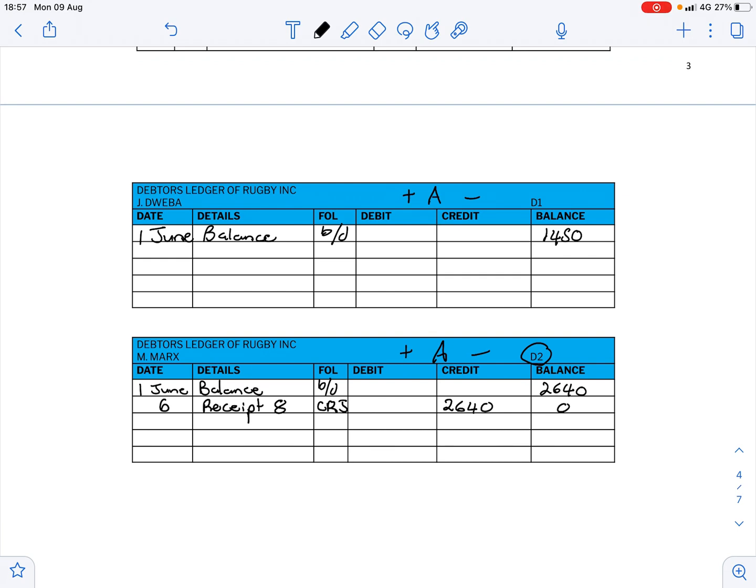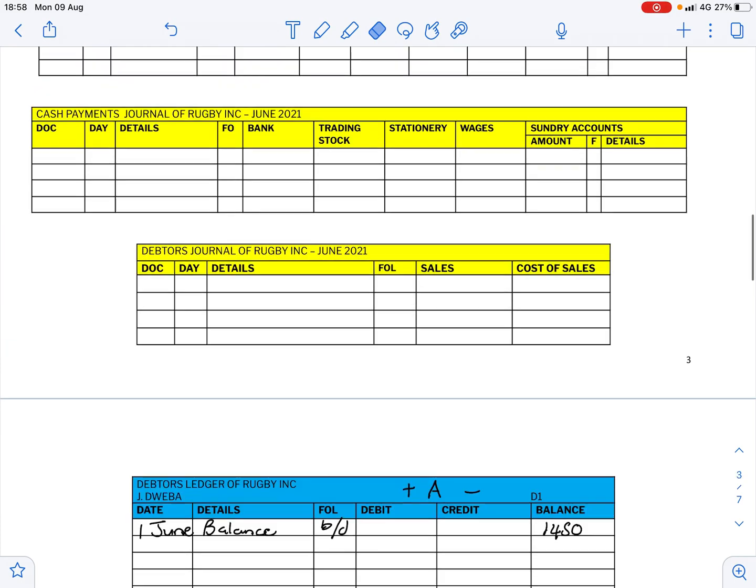Dweber's debtors ledger. On the 7th, we have receipt number 9. Okay, from our CRJ, he is paying us back a portion of what he owes us, so we credit his account with 940 Rand. Sorry, there's a reason why I want to go journal by journal, is because J. Dweber purchases from us beforehand, so please forget that.